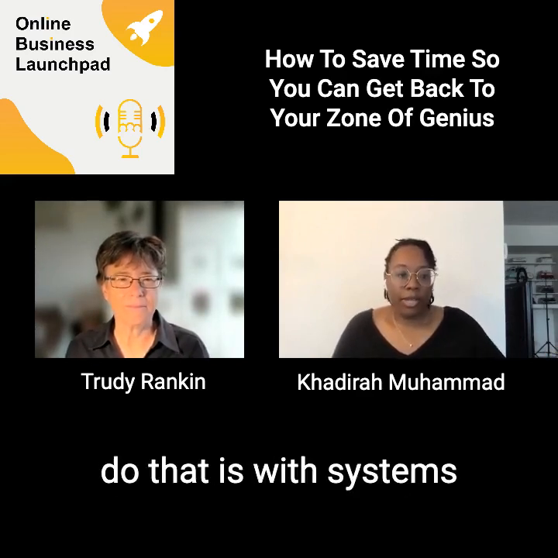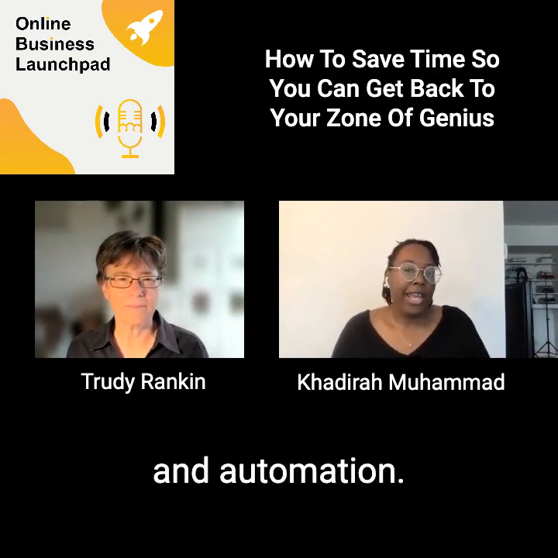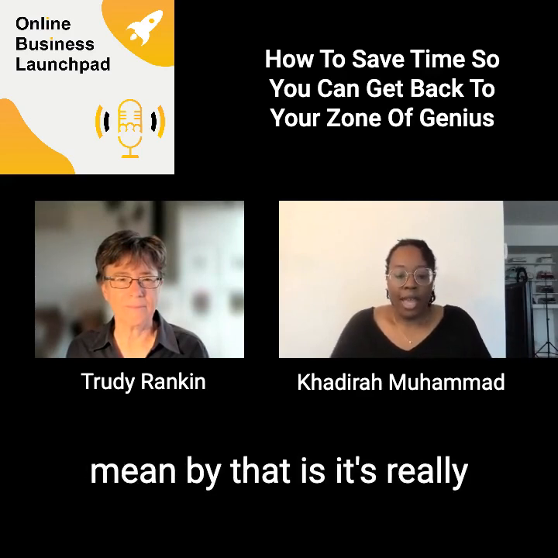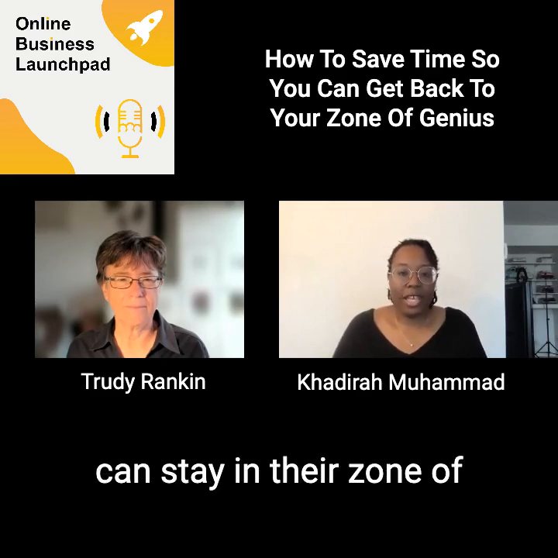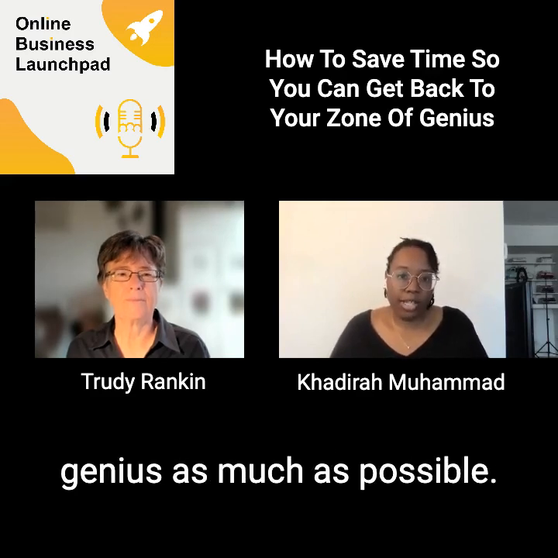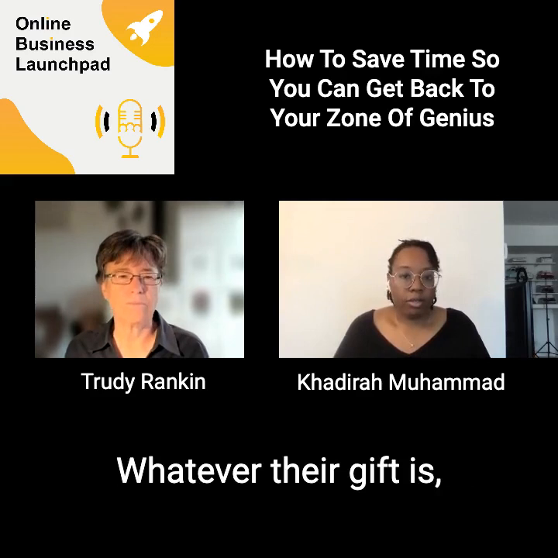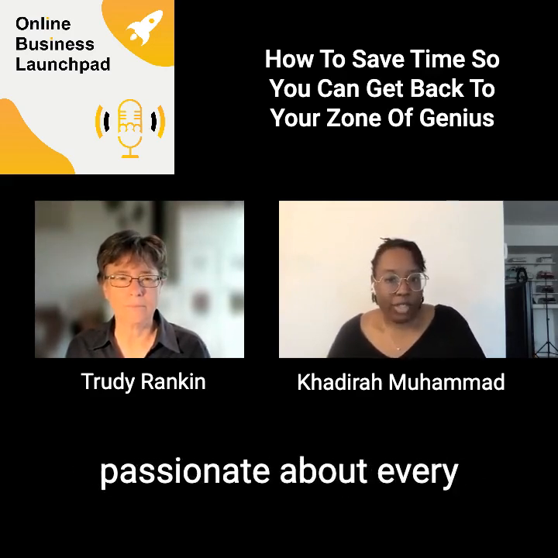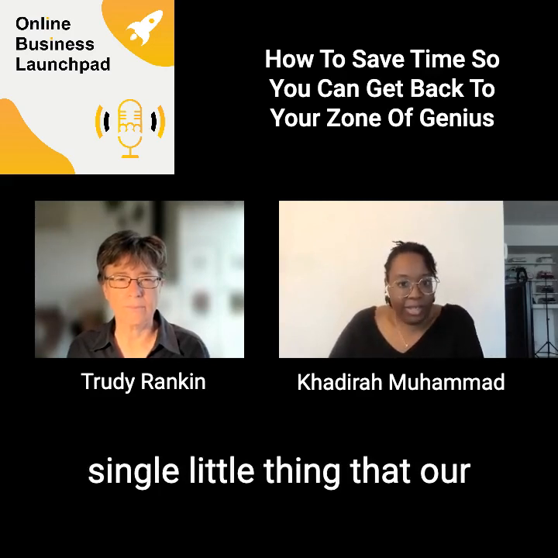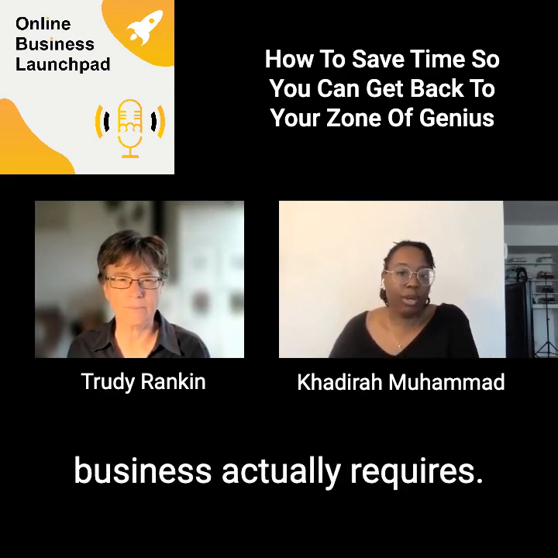And how I help people do that is with systems and automation. In particular, what I mean by that is it's really looking at their business and figuring out how they can stay in their zone of genius as much as possible. Whatever their gift is, whatever they enjoy doing, whatever is their passion, because we're often not passionate about every single little thing that our business actually requires.